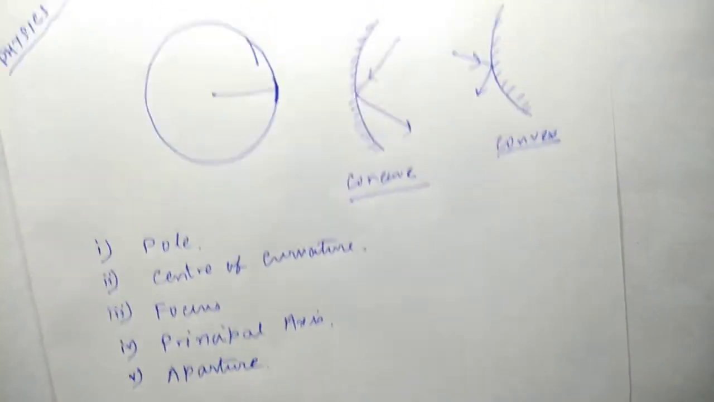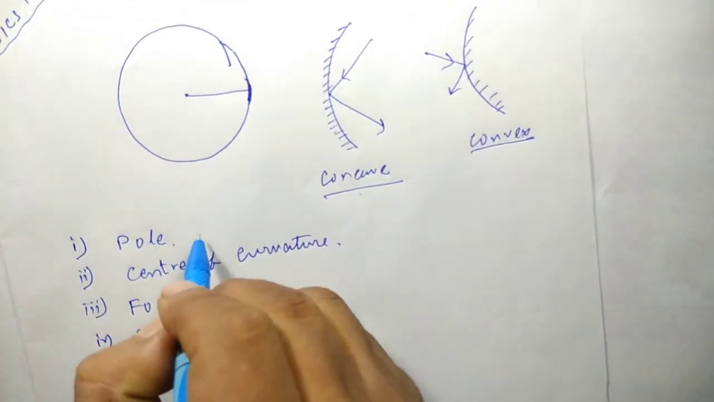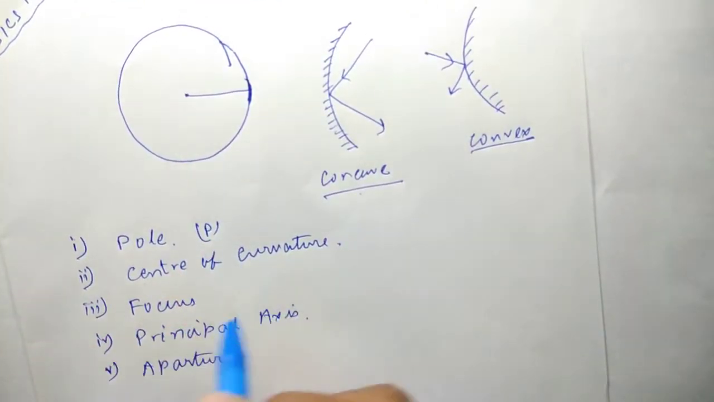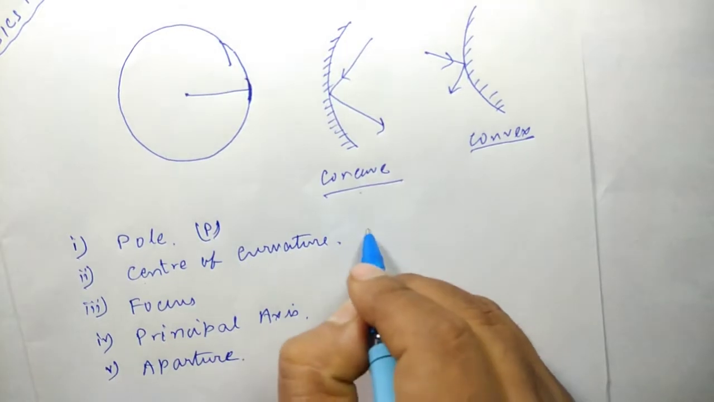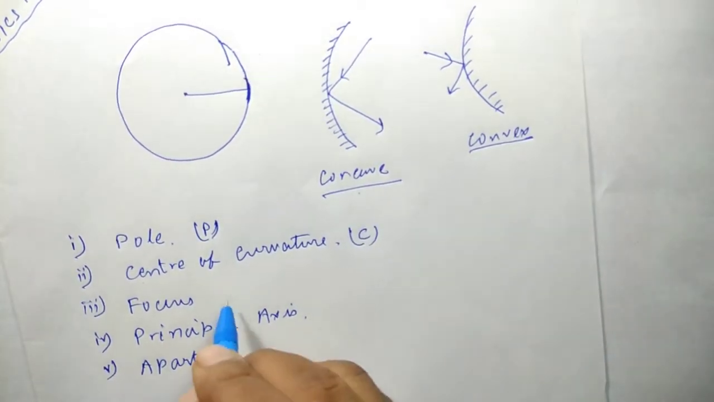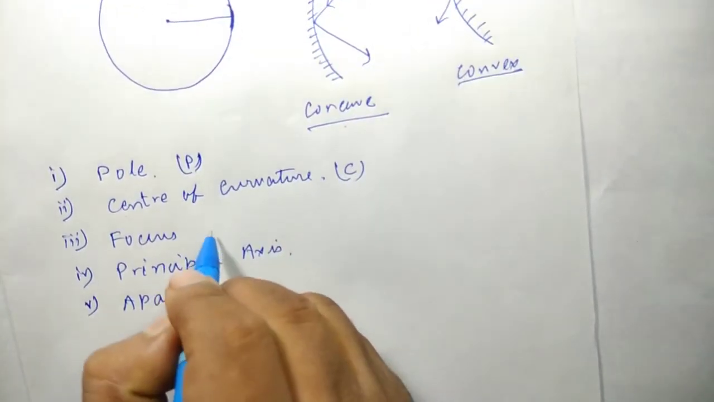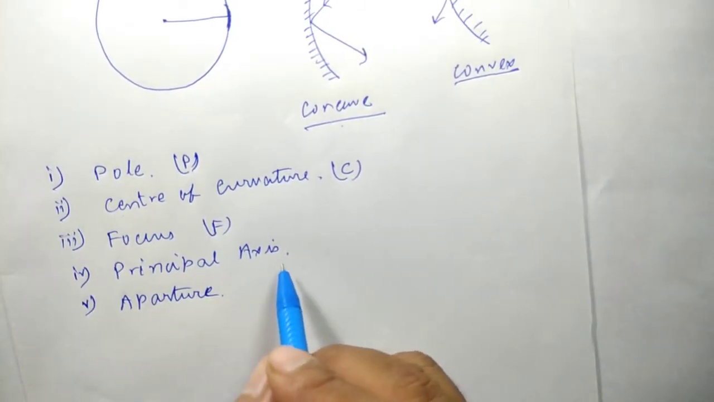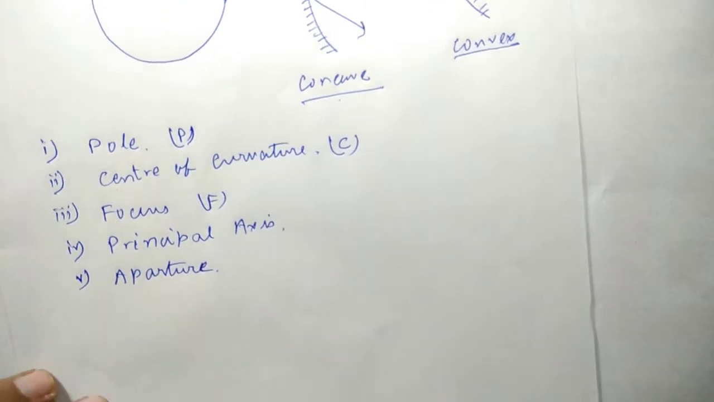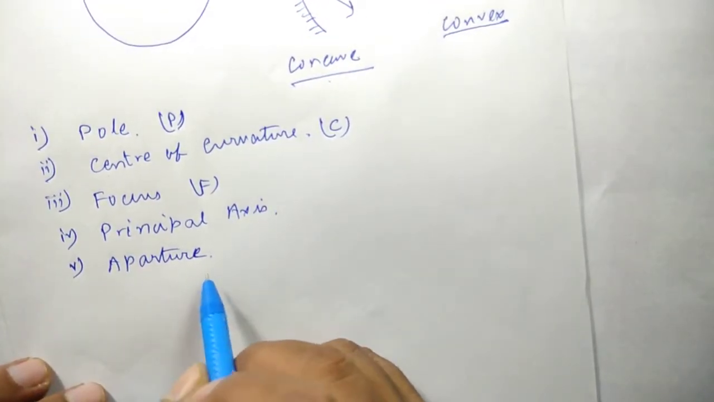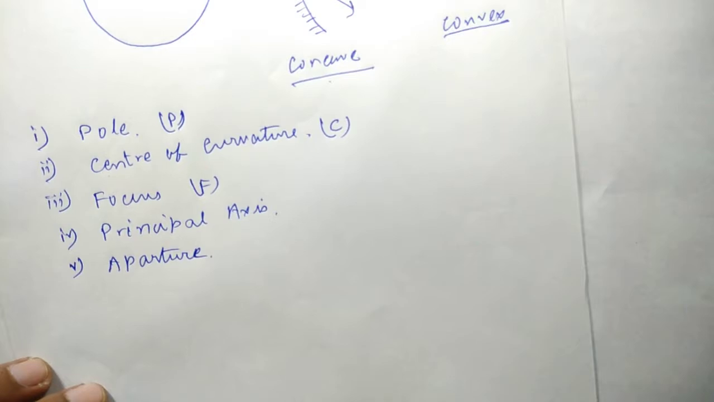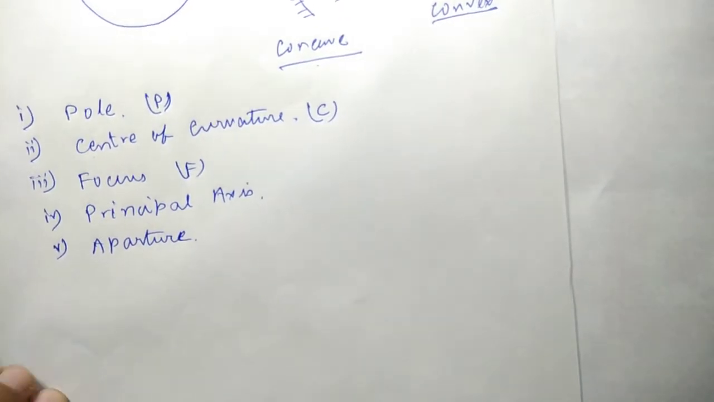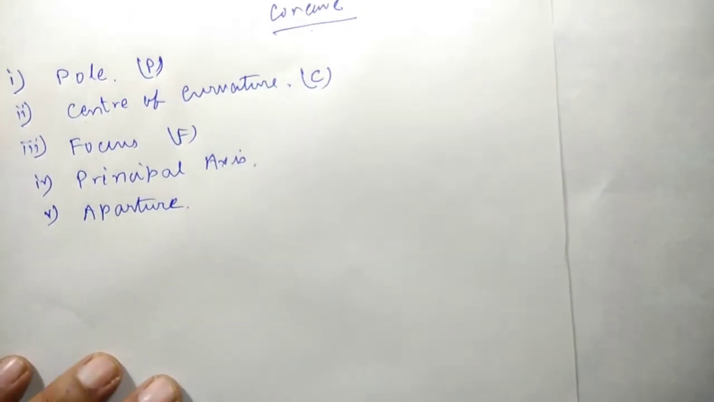The pole is represented as P. The center of curvature is represented as C. The focus or the focal point is represented as F. Principal axis, which is a straight line, we will see, and then the aperture is another length of a straight line. Okay, let's draw a concave mirror.